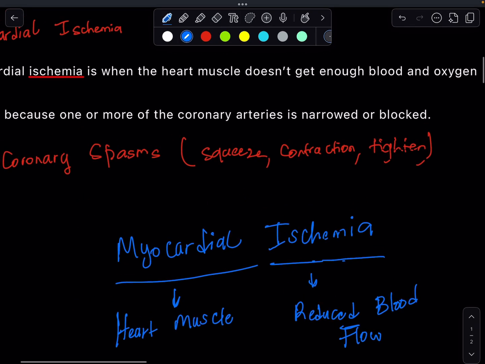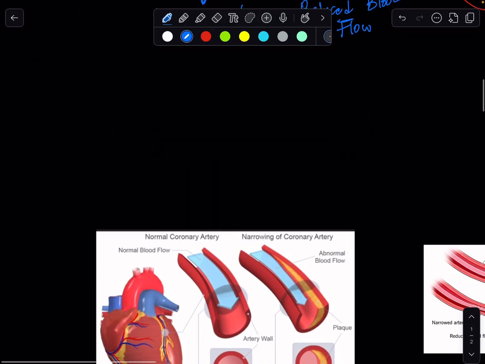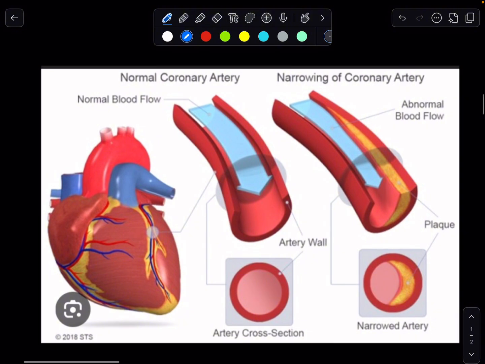So what did we go over so far? We said that myocardial ischemia happens when the heart doesn't get enough blood, hence it doesn't get enough oxygen. Why? Because the coronary artery is narrowed or blocked, or coronary spasms. But let me give you a mental image. This is the normal coronary artery, right? We said it's in the heart and supplies the heart with blood, which in turn supplies the heart with oxygen. This is the normal one. Look at the artery wall. Pretty good. And this is the blood.